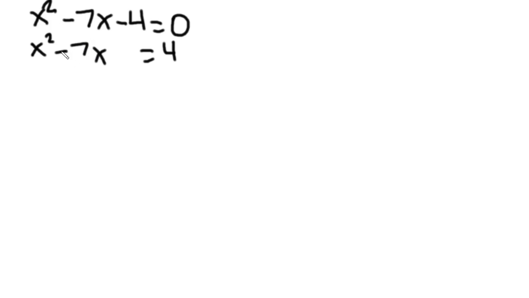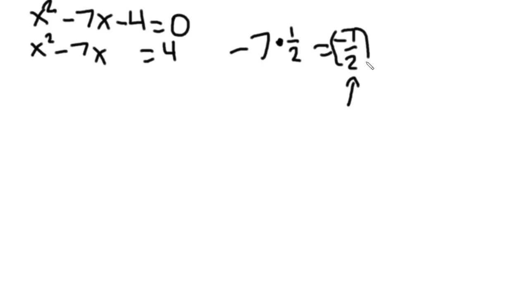Now I'm going to take my negative 7 off to the side, times it by 1/2. So I get negative 7 halves. Remember this number. Then I'm going to square it to get 49 over 4. I'm going to add 49 over 4 to both sides of my equation.